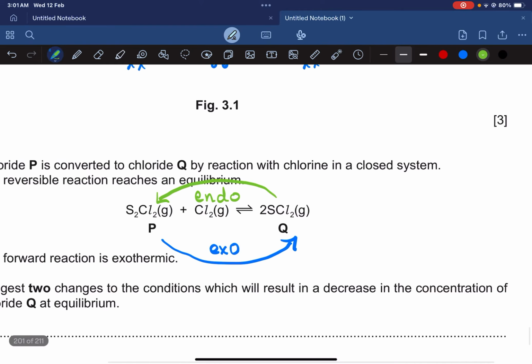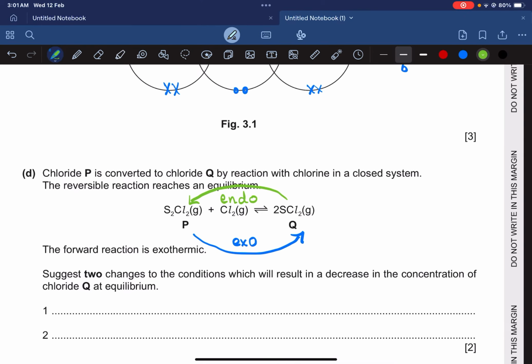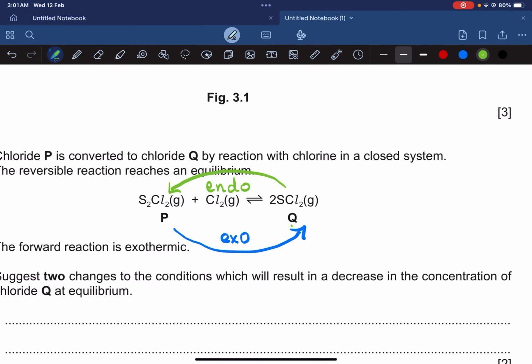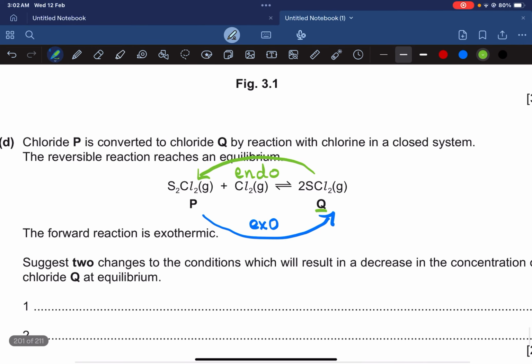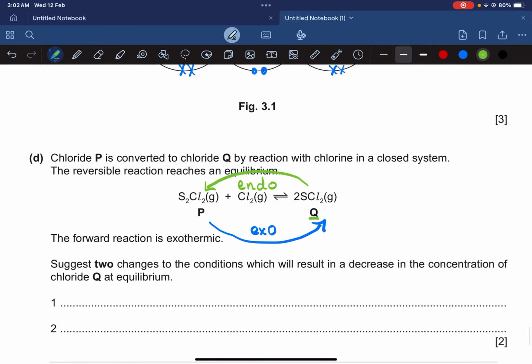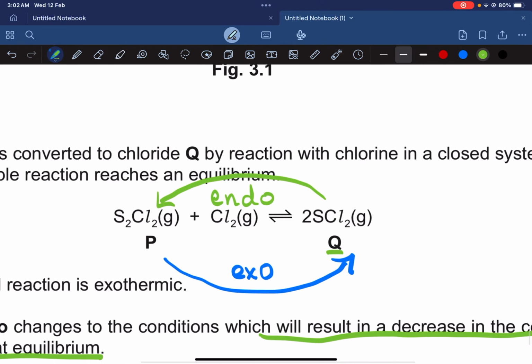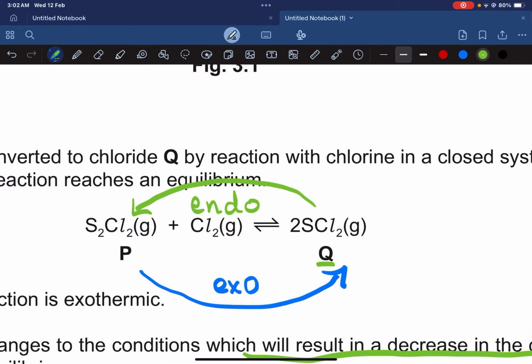Suggest 2 changes to the conditions which will result in a decrease in the concentration of chloride Q at equilibrium. So this one right here, we have chloride Q, and we need to decrease its concentration. Look, I'll explain it to you guys. We are forming chloride Q because of the exo reaction. To reduce it, for example, if we heat the mixture, what will happen is we need more of the reactants.